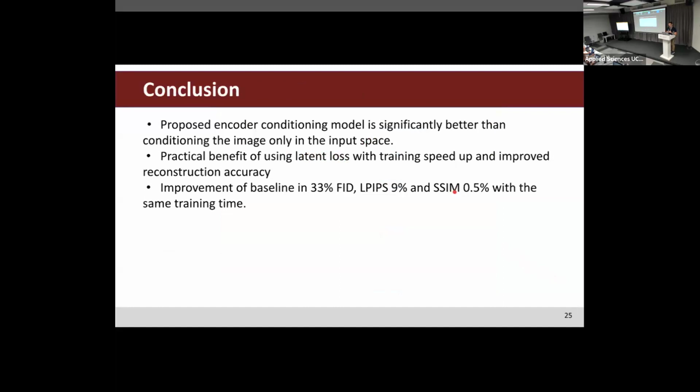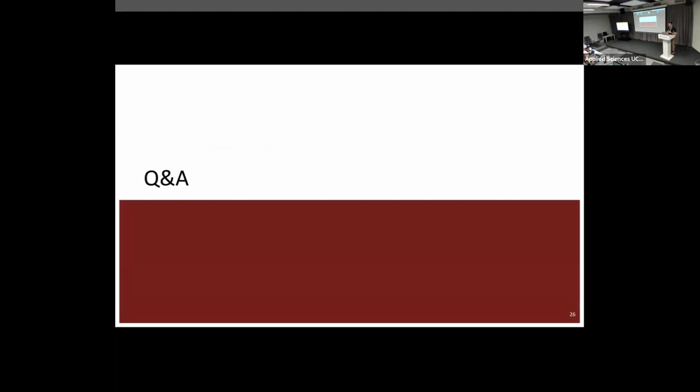And in conclusion, our proposed encoder conditioning model is significantly better than conditioning in the image space. There is a practical benefit of using latent space with training speed and improved reconstruction accuracy, and we improved the baseline by a significant margin with the same training time. And so that's all. I'm ready to answer your questions.